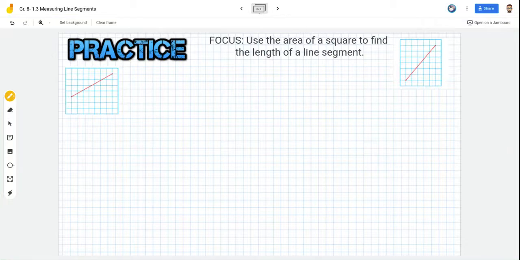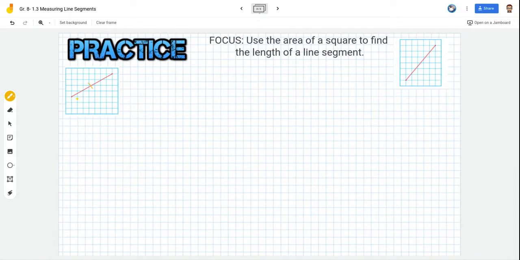Hi everyone. So again, our focus is going to be using the area of a square to find the length of a line segment. In this example, we're given the line segment, we have to draw the rest of the squares. By following these steps, you'd be able to figure out the length of this red line segment where I just put this little yellow tick through.